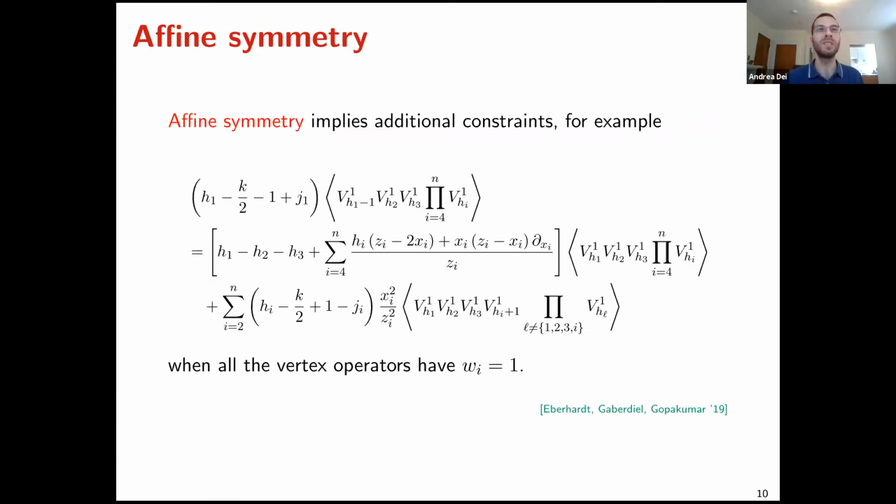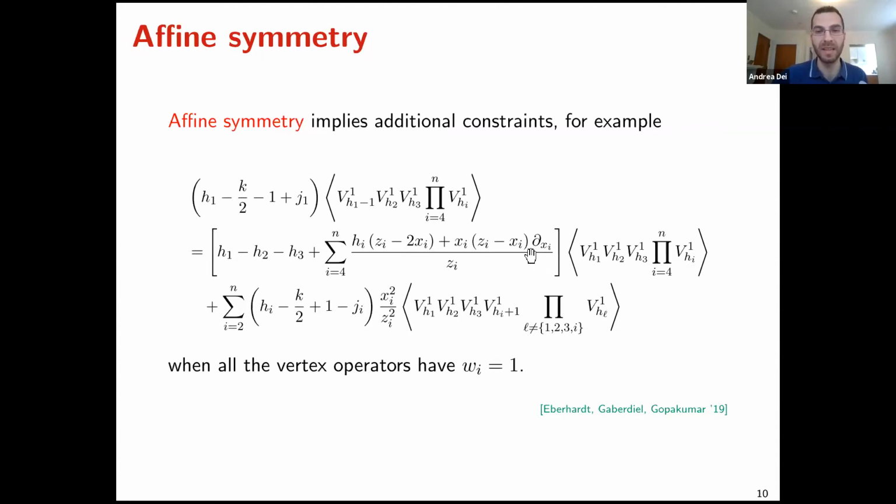But what is unfortunate is that these constraints are very involved. So here is just an example. It's not important, all the details, but here is just an example of what these constraints look like when, for example, all correlators have winding equal to 1.